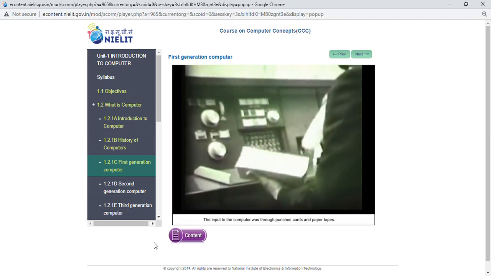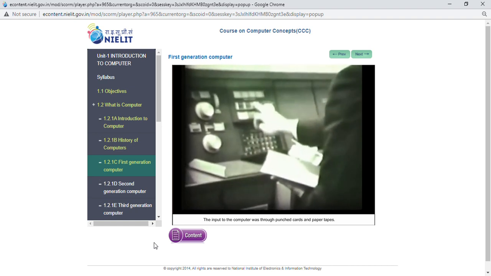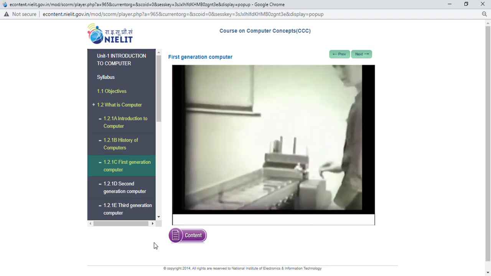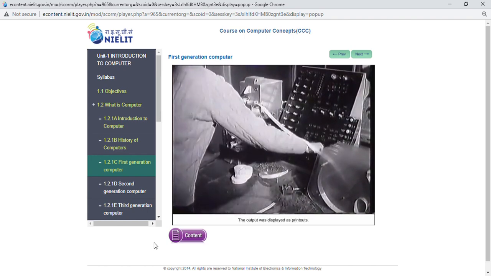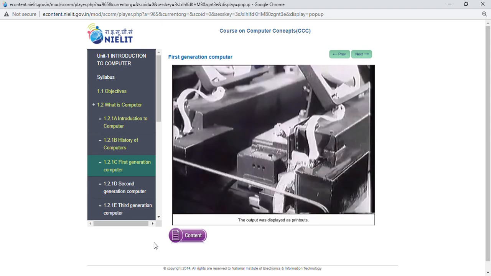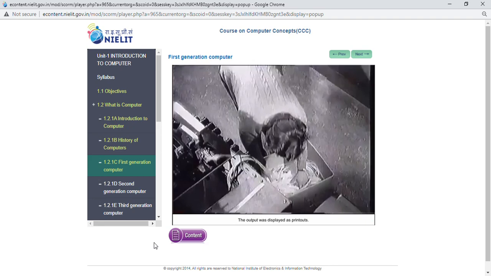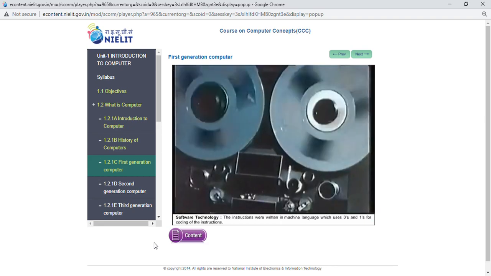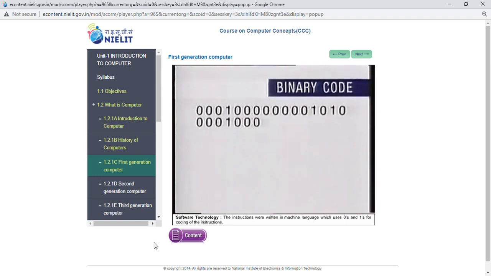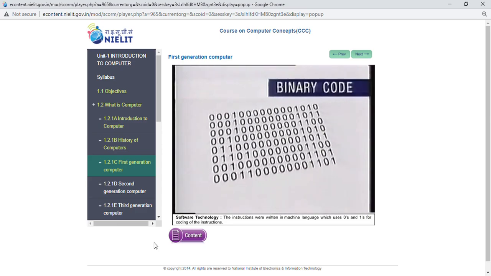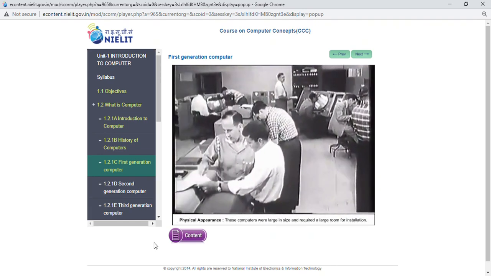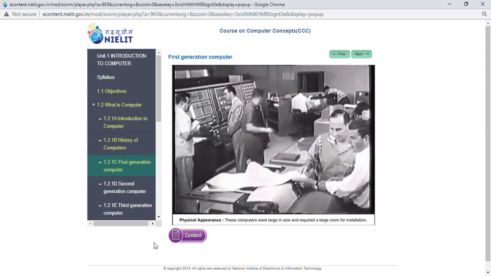The input to the computer was through punched cards and paper tapes. The output was displayed as printouts. Software technology. The instructions were written in machine language, which uses zeros and ones for coding of the instructions. Physical appearance. These computers were large in size and required a large room for installation.